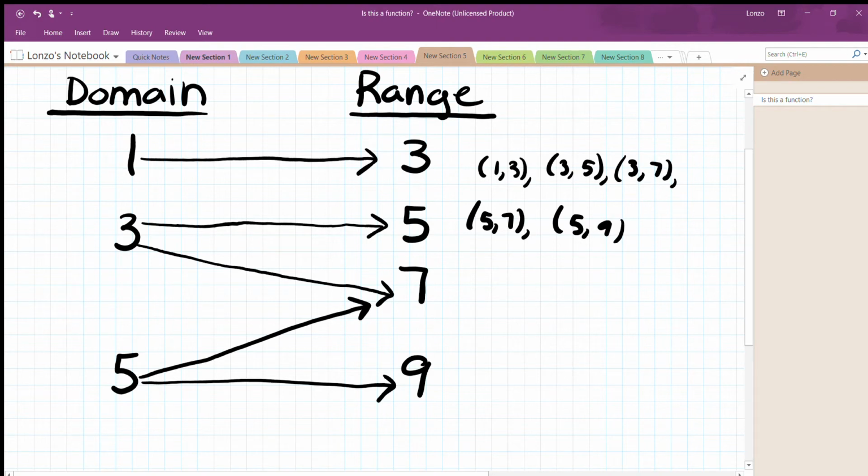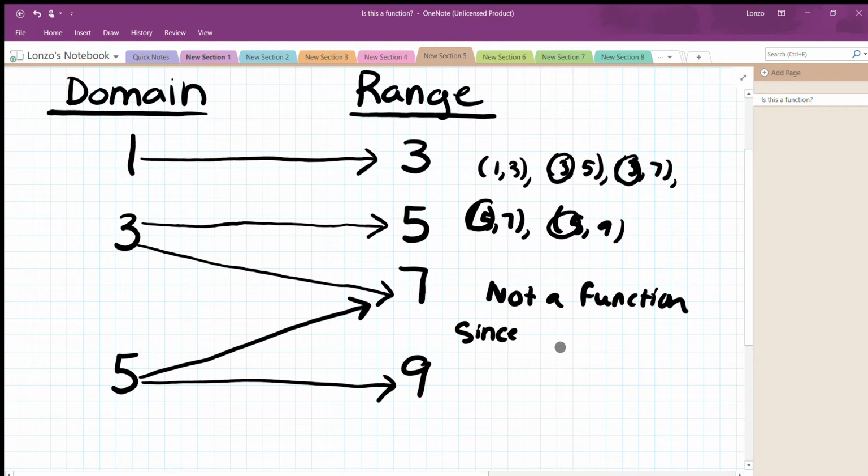As you can see, it's not a function. If you look at these points, the x values, we have a 1 here, a 3 here, a 3 here, a 5 here, and a 5 here. Notice that those 3's and those 5's repeat more than once, so that's why it's not a function, since the x value repeats more than once.